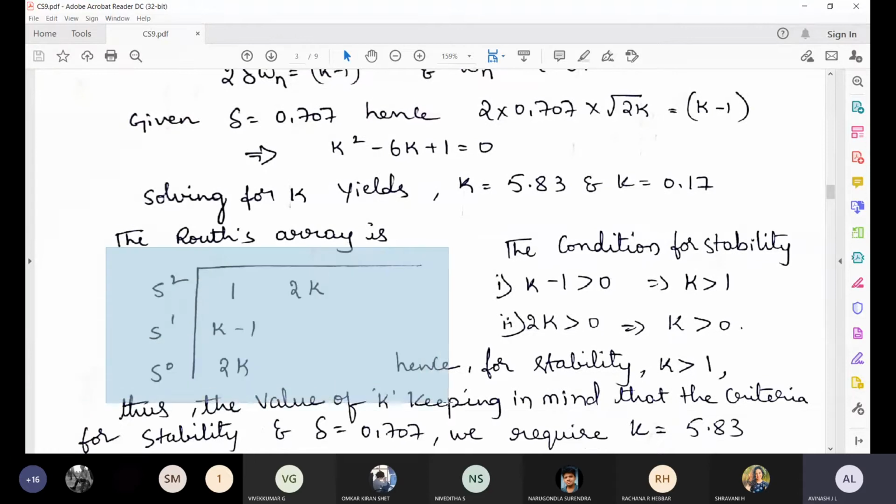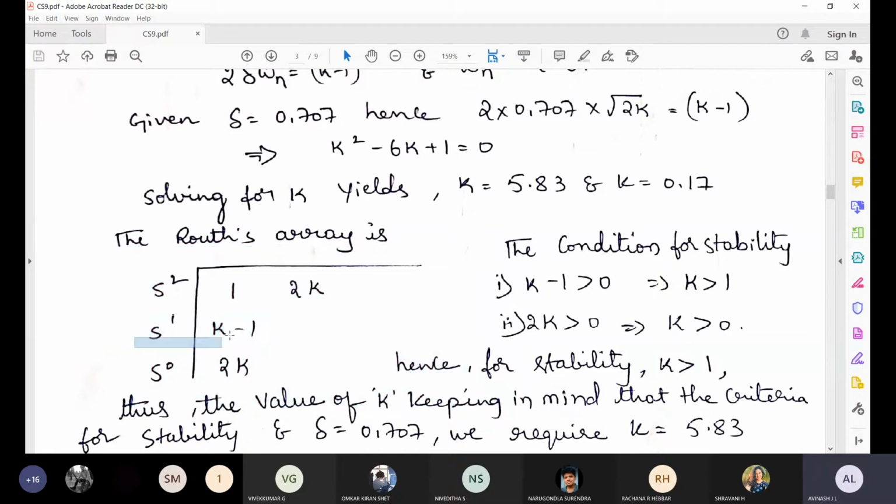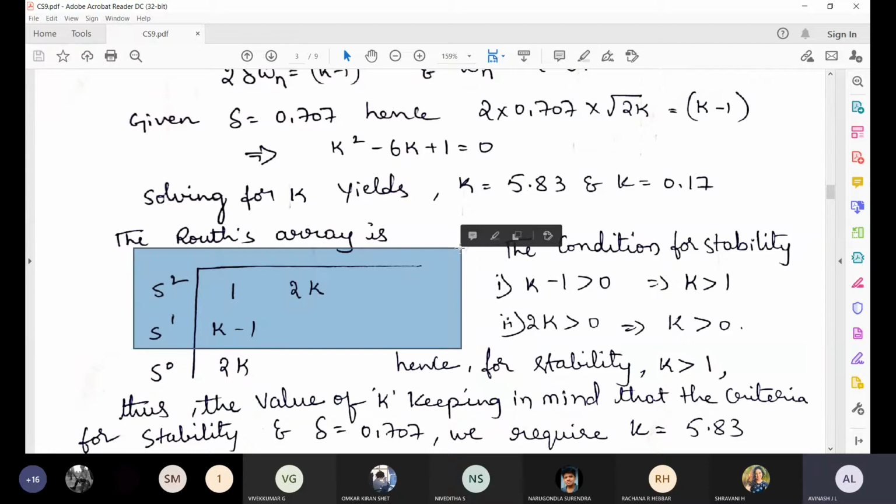So s square will be at the top and s to the power of 1 will be at the bottom. 2 rows we are going to make. So the coefficient of s square is 1 and the constant is 2k. So the s to the power of 1 coefficient is k minus 1. So these two things you are going to get. Is it clear? S square and s to the power of 1. So this is just a representation. Okay, this is not a calculation part. This is just a representation of the characteristic equation in terms of an RH array.